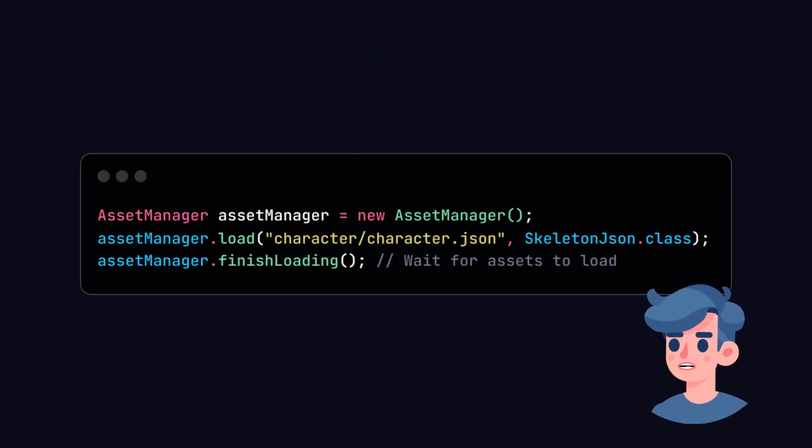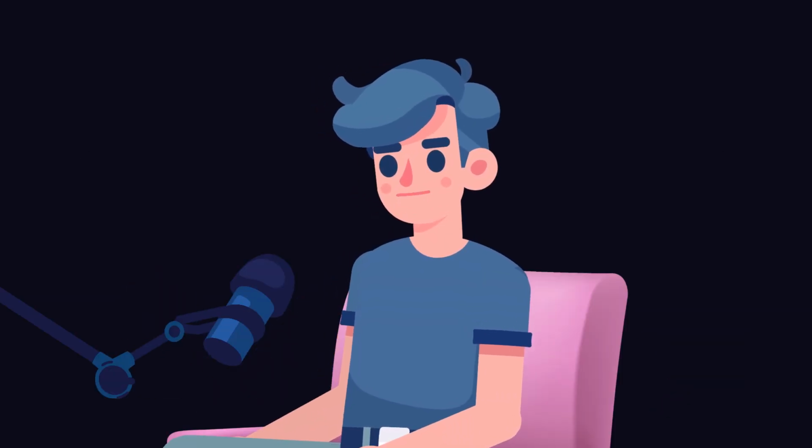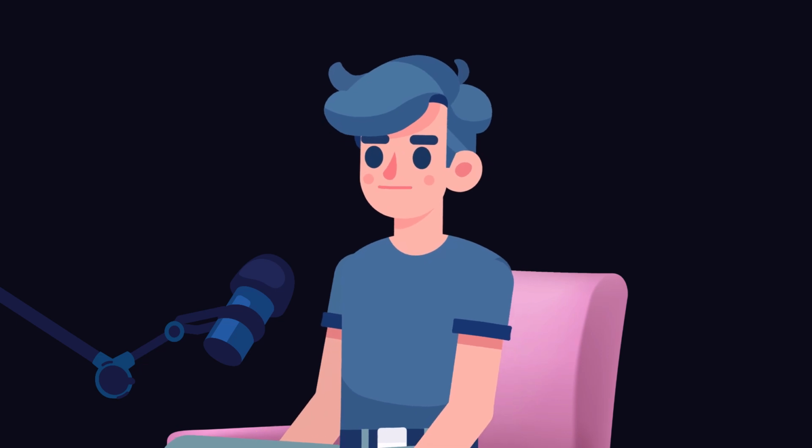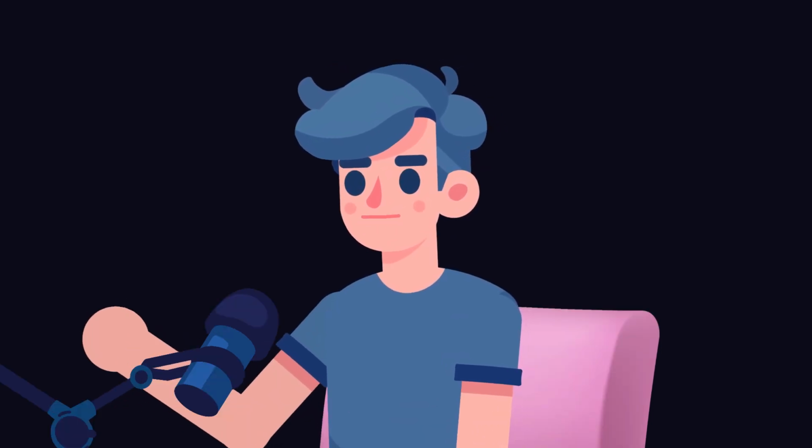Now, once you have your model ready, let's import it into our libgdx project. To do this, we will use the asset manager that comes with libgdx. Here's how to set it up. In the code snippet above, we are creating an instance of asset manager and loading our character's skeleton JSON file. This file contains the details of the skeletal structure and animation we created in Blender.